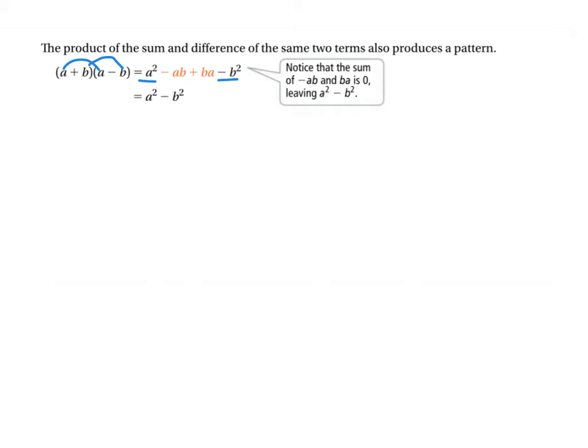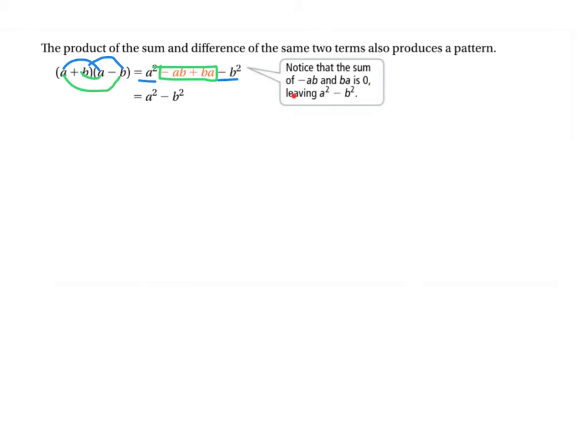Now watch what happens with the outer and inner. For outer, we get negative ab, a times negative b, negative ab. And for inner, we get positive ab. And what do negative ab and positive ab do? They are exact opposites and they cancel out and go away. So what are you left with? You are left with this term squared minus this term squared.